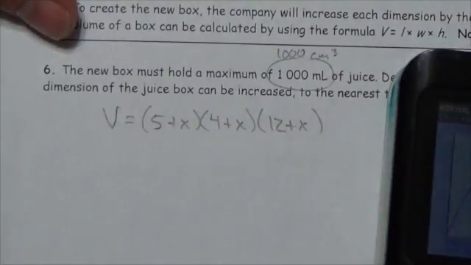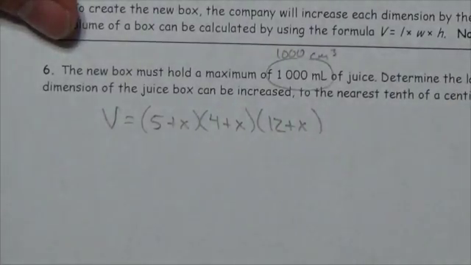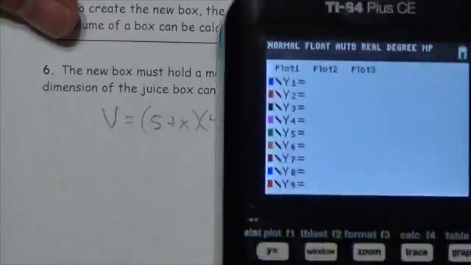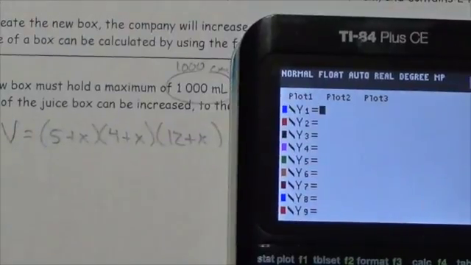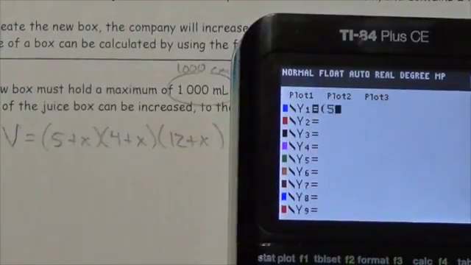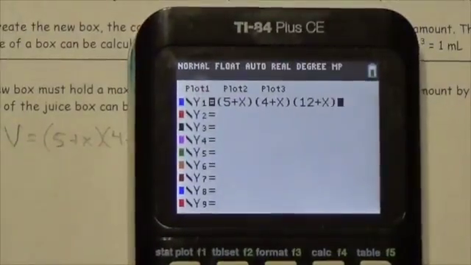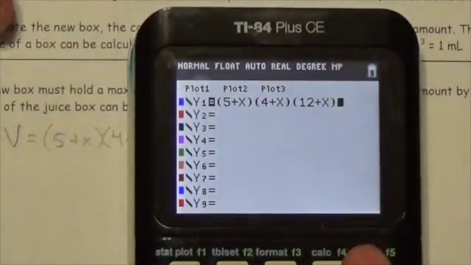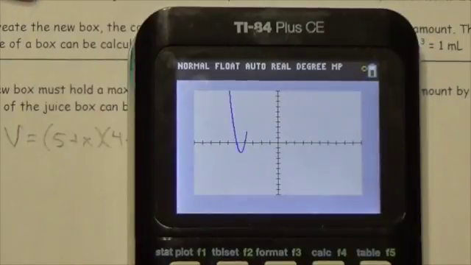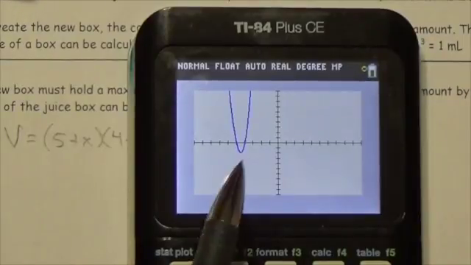Now, what we want to do here is enter this into our calculator so we can graph this and investigate the graph a little bit. So bracket 5 plus x, close it, 4 plus x, close it, and then 12 plus x. Okay. Now I've got the calculator back at the standard zoom settings. Let's take a quick look and see what it looks like when we graph it. Well, that's interesting.